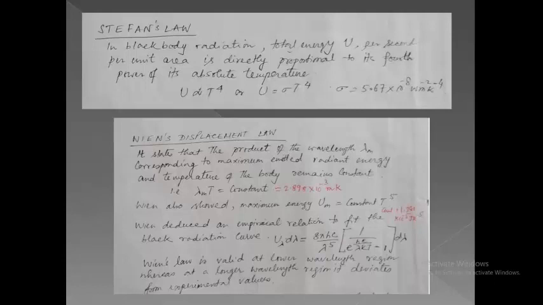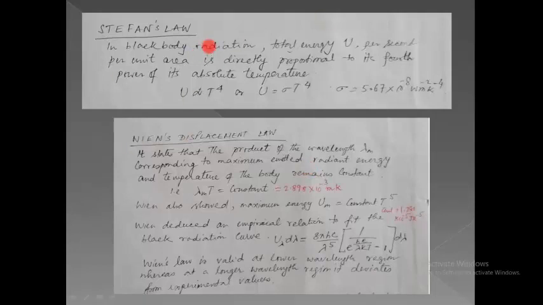So in black body radiation, the first point, if you recall, is actually framed in Stefan's law. In black body radiation, the total energy per second per unit area, that means total energy or energy density, is directly proportional to the 4th power of the absolute temperature. That means energy density is proportional to T to the power of 4, and if you bring in a constant, you write U is equal to sigma T to the power 4, and the value of the constant is 5.67 times 10 raised to minus 8 watt per meter square per degree Kelvin to the power of 4.